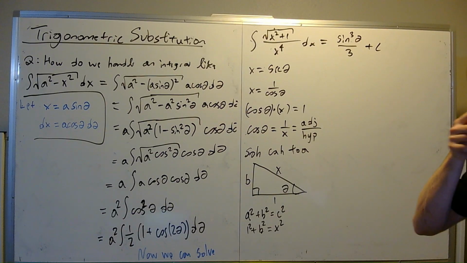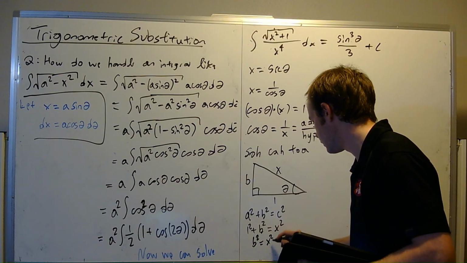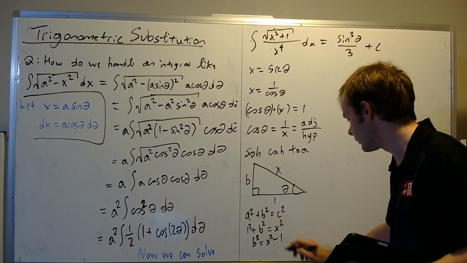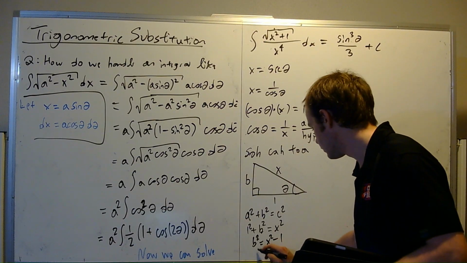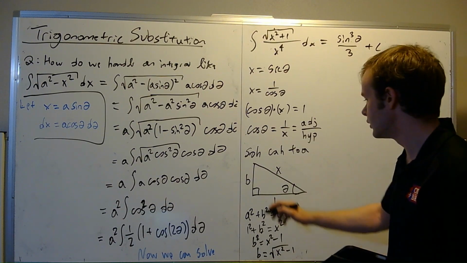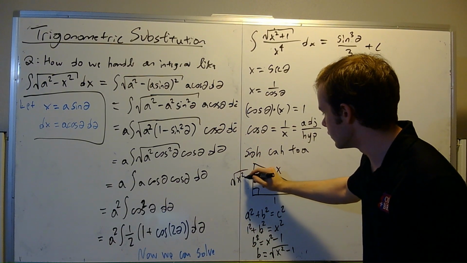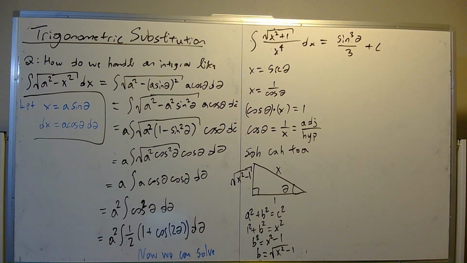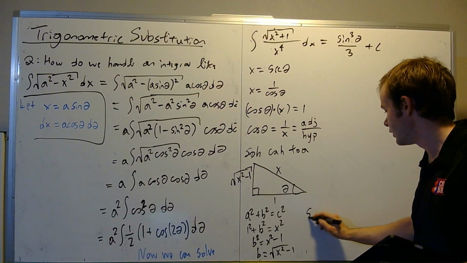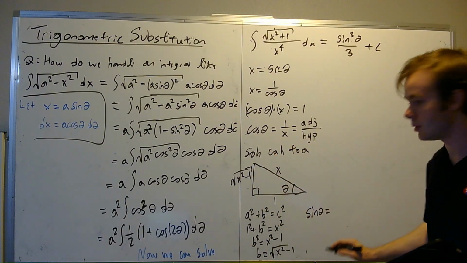Right, now we've got to solve for what b is equal to. So b squared is x squared minus, well, 1 squared is 1, so minus 1. And then you take the square root of each side. So b equals the square root of x squared minus 1. So instead of b here, I'm going to replace this with the square root of x squared minus 1. Okay. So now we've solved for all sides of the triangle. Now we can actually figure out what sine of theta is equal to. That's our last part here. So sine theta is equal to, we use our acronym, opposite over hypotenuse.